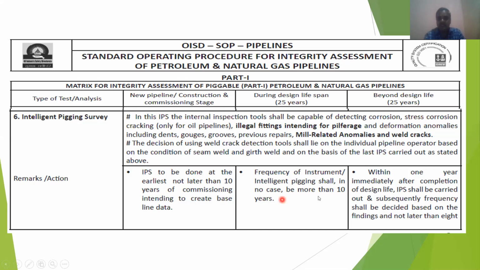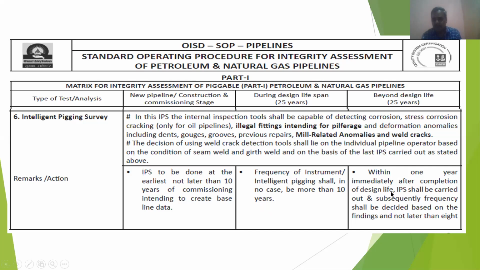Frequency of intelligent pigging shall in no case be more than 10 years. Again, same words repeatedly telling. Once you took the base data, the operator should fix the frequency. Intelligent pigging shall not be more than 10 years, in no case. So once you take the base data, then you run the IPS and again before 10 years, not more than 10 years.